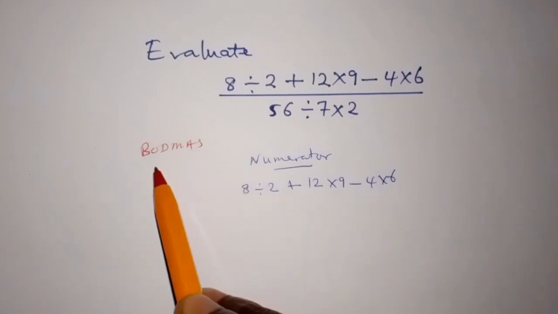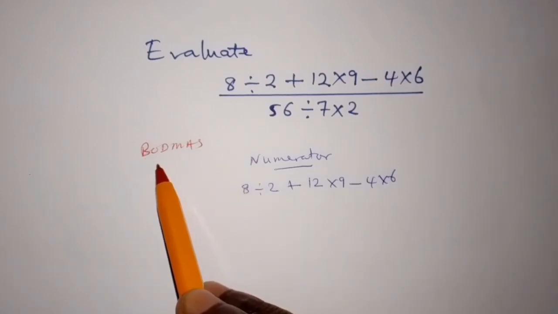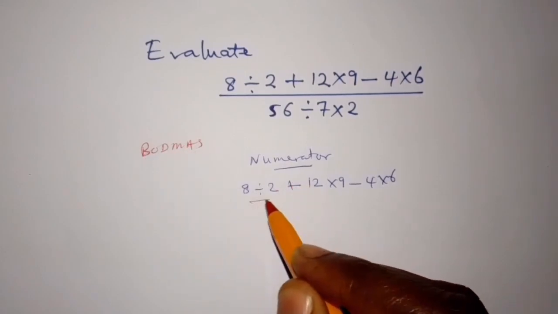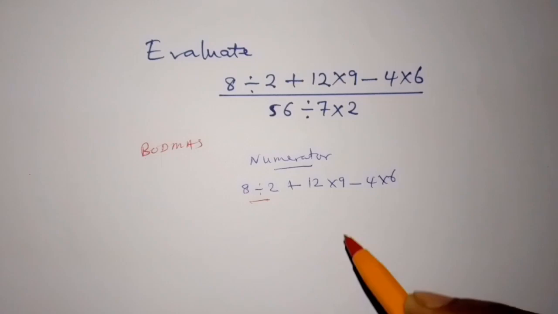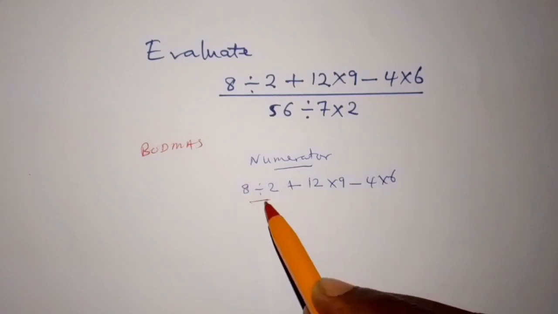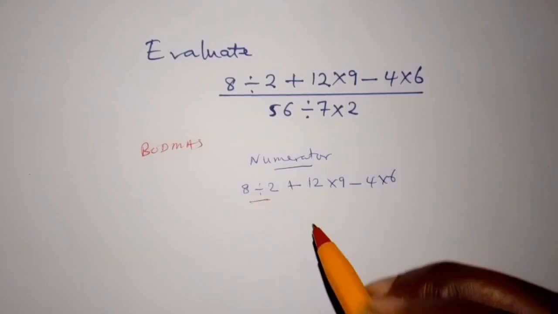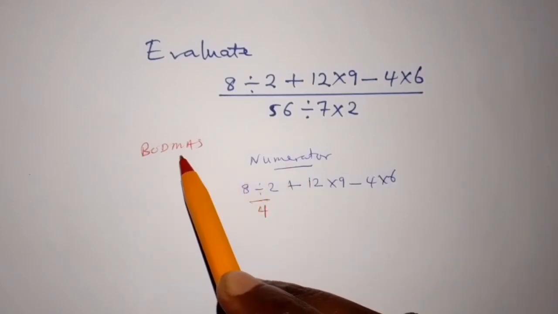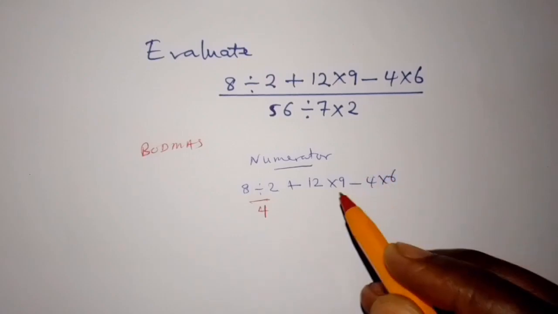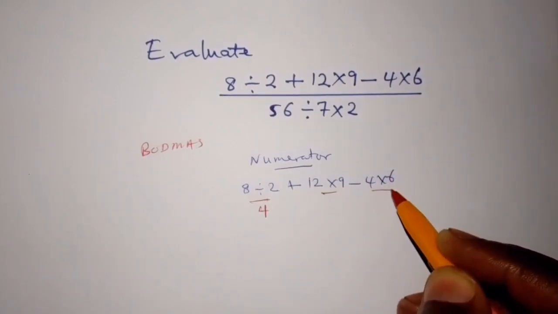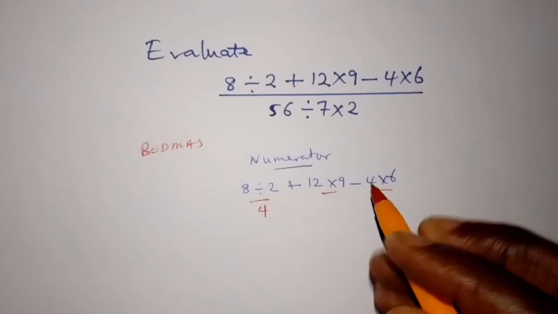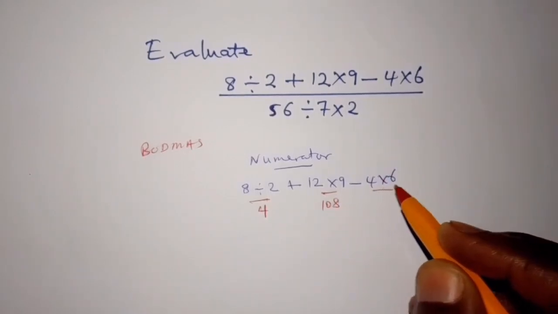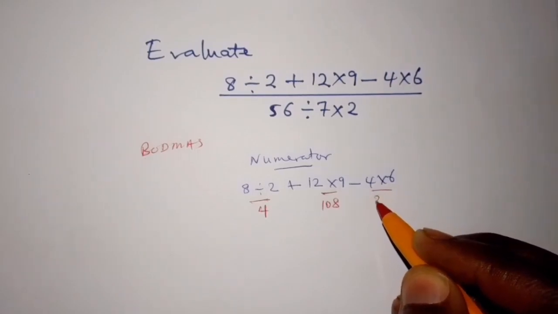So BODMAS is bracket of division. Division is here, so we start with the division. 8 divided by 2 is 4. Then multiplication. Multiplication is here. 12 times 9 is 108. 4 times 6 is 24.